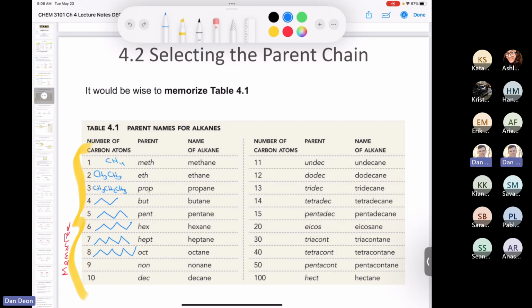And you know what's funny is that when we have them in a line like this, so linear chains, sometimes we call those n-alkanes. N-alkanes, and the n actually stands for normal alkanes, and that means it's going to have a straight chain, okay? So methane, ethane, propane, butane, pentane, right?